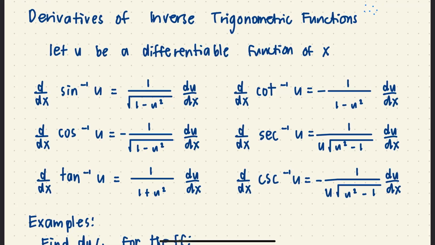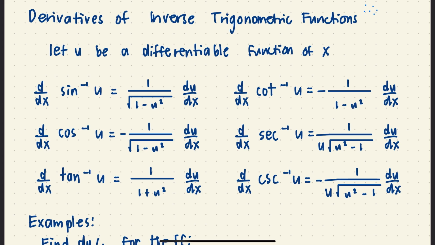Okay, so we continue with the derivatives. This time we'll be getting the derivatives of inverse trigonometric functions. So to get the derivative of inverse trigonometric functions, we let u be a differentiable function of x. Meaning our u is a function of x and differentiable with respect to x.